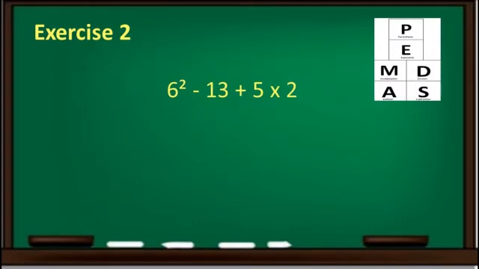Exercise 2. Since we don't have parentheses in this numerical expression, we start solving the exponent first. 6 to the power of 2 is 36. Bring down the remaining part of the problem. Next, multiply. 5 times 2 is 10. Bring down the remaining part of the problem. Then, add and subtract from left to right in order. 36 minus 13 is 23. 23 plus 10 is 33.